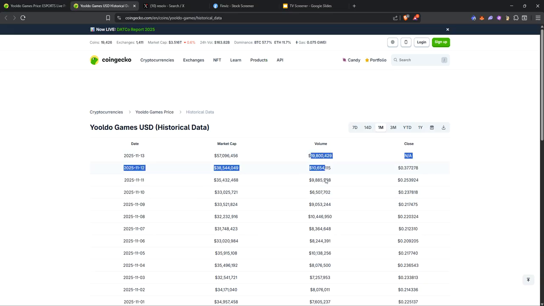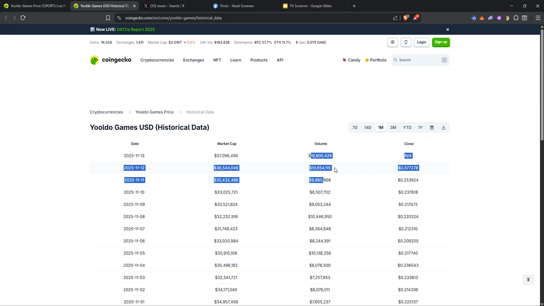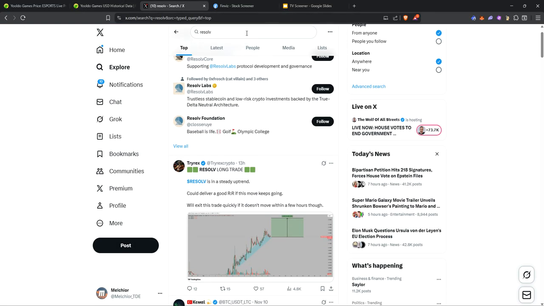Would I short this? Nah. Doesn't look overcrowded. Okay, so the trade doesn't look overcrowded yet. Big pickup though. Almost double. 6,000, 9, 10, and all of a sudden it jumps to almost 20. So it might be getting into that period of being overcrowded now.